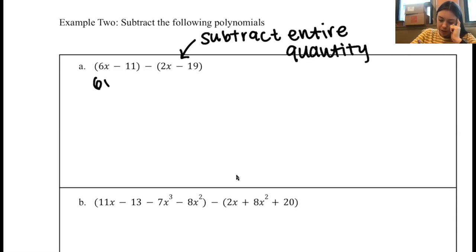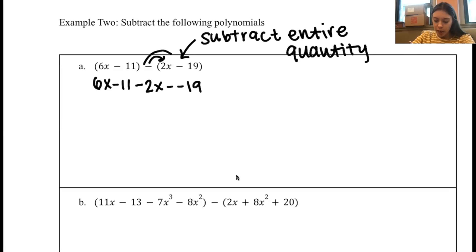So 6x minus 11 stays exactly how it is. But from that, I'm going to subtract 2x minus 19. I'm going to subtract each part of that polynomial. Each term gets subtracted. So I'm going to do minus 2x, but this is the tricky part. I'm also going to subtract negative 19. So I'm basically distributing this negative sign in here. But if I subtract a negative, that ends up being positive. So this turns into a plus 19. The reason I did that is because we're subtracting that whole polynomial. So we have to subtract 2x. We have to subtract a negative 19.